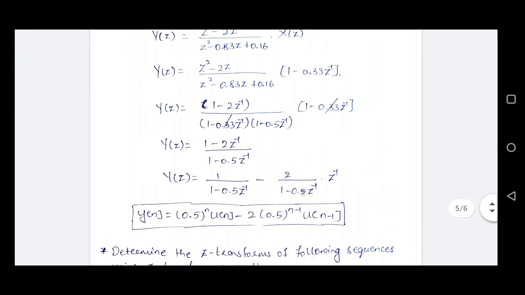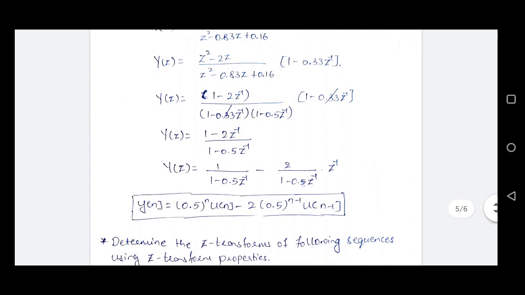So we'll remain with (1 - 2z^-1) divided by (1 - 0.5z^-1). Rearranging it directly, dividing the denominator between the two terms of the numerator, Y(z) can be written as 1 divided by (1 - 0.5z^-1) minus 2 times 1 divided by (1 - 0.5z^-1) multiplied by z^-1. So the second term has a z^-1.